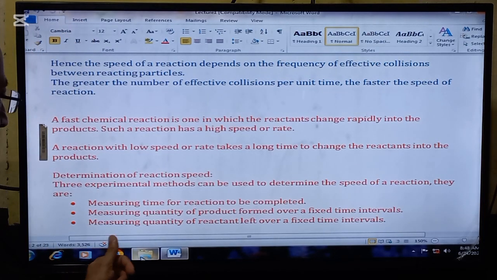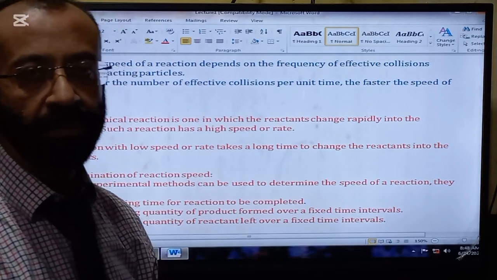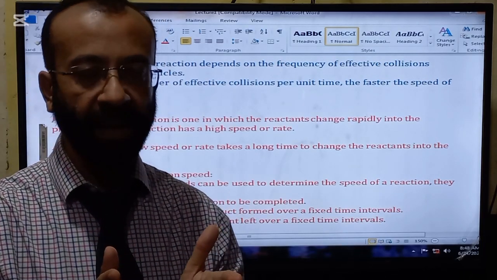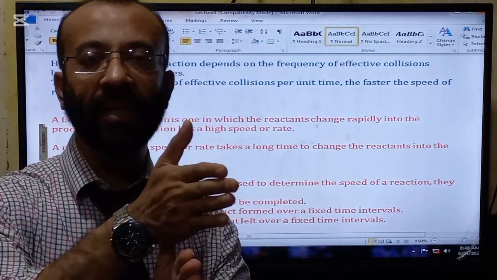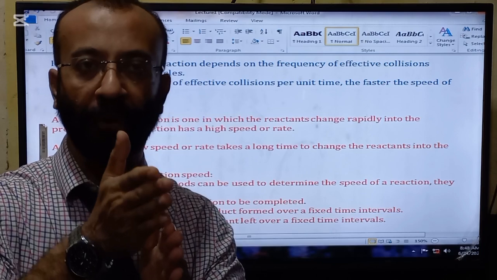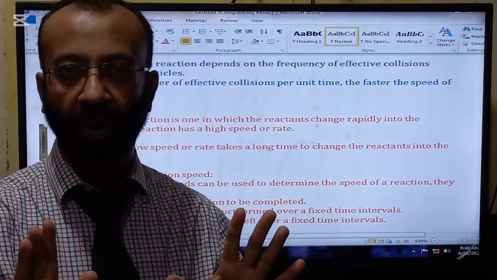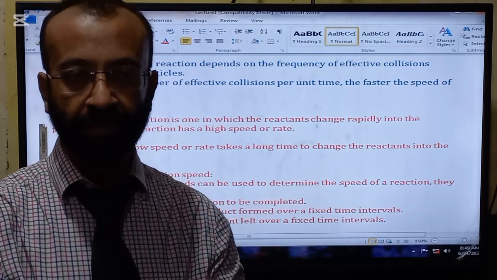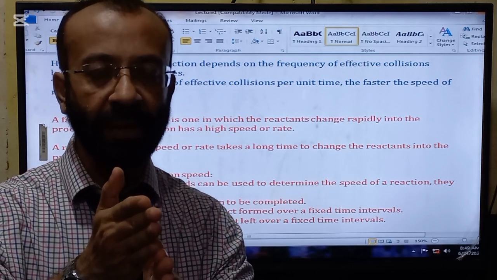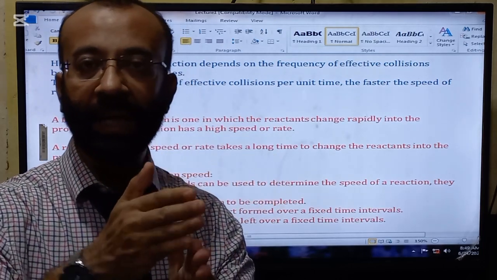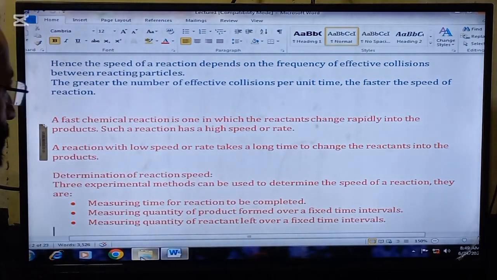Number two method is measuring quantity of the products formed over fixed time intervals. So this is the second method. In a given fixed time, if more products are formed, if the quantity of products formed is more, definitely that reaction will be called a fast chemical reaction. But if in a given fixed time, the quantity of the products formed is lesser, definitely that reaction will be called a slow chemical reaction.